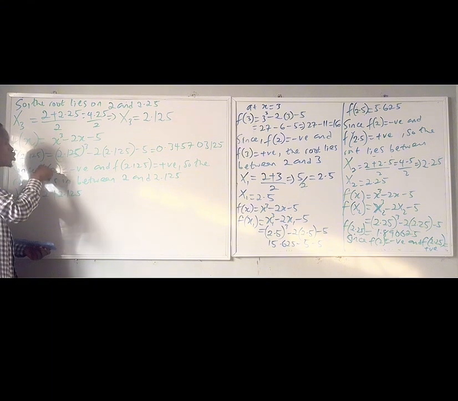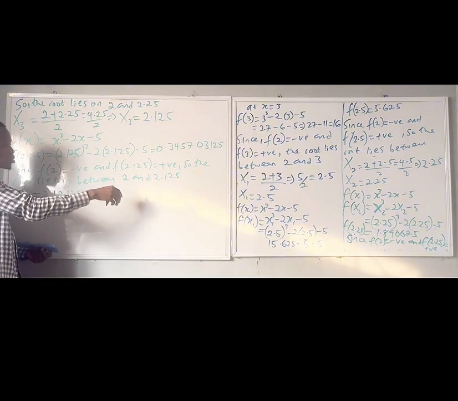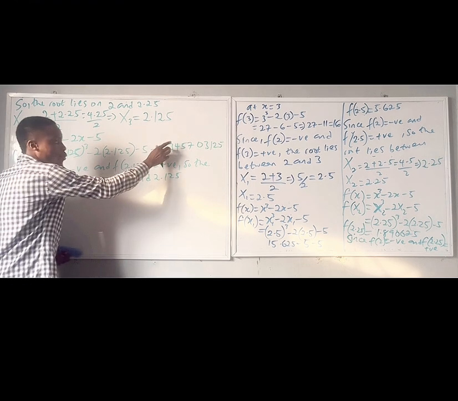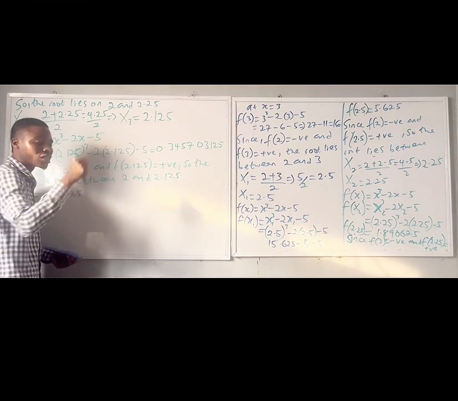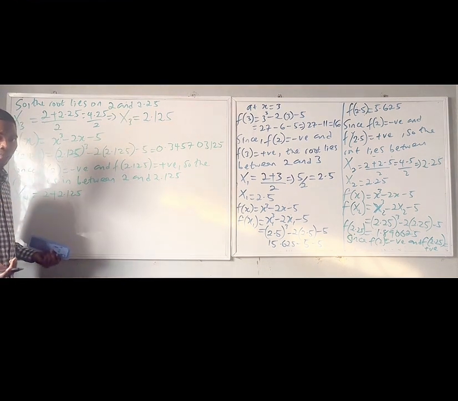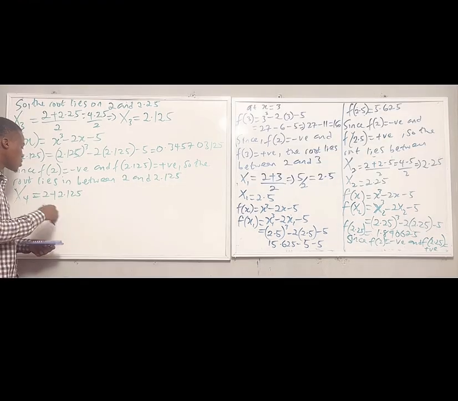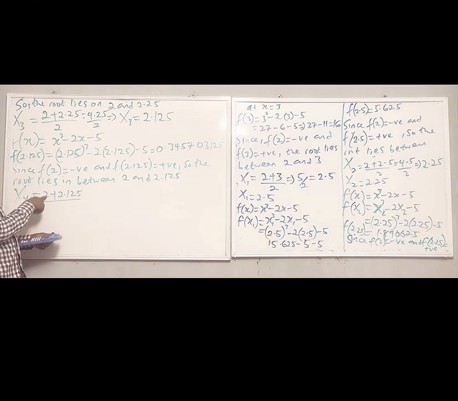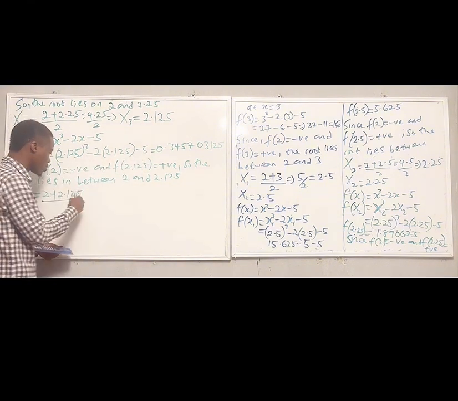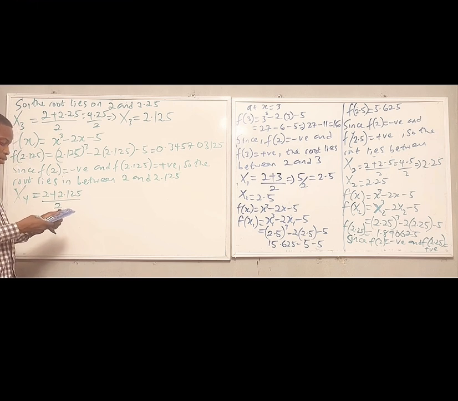This is just showing where my root lies, between the negative and positive. The sign of f of x that we get will determine where the root lies, from which we get our midpoint. The midpoint is a plus b, the first negative and the positive, divided by 2. So I have 2 plus 2.125 divided by 2.